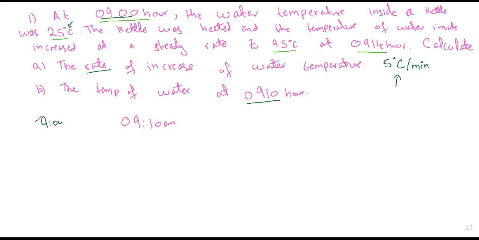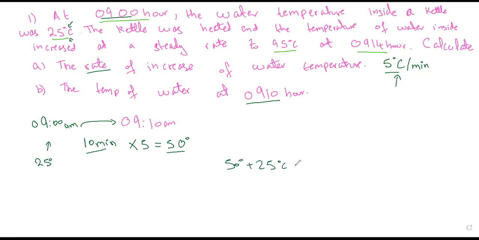We have to start from 9 a.m. and come to 9:10 a.m. We have 10 minutes, and we know that each minute the temperature is increasing by 5 degrees. So in 10 minutes, the temperature will increase by 10 multiplied by 5, that is 50 degrees. Okay. And initially, the temperature was 25 degrees. During these 10 minutes, it increased by 50 degrees, and now it would be 50 degrees plus 25 degrees equals 75 degrees. This is the answer.